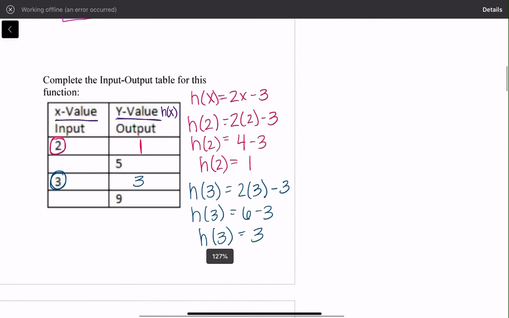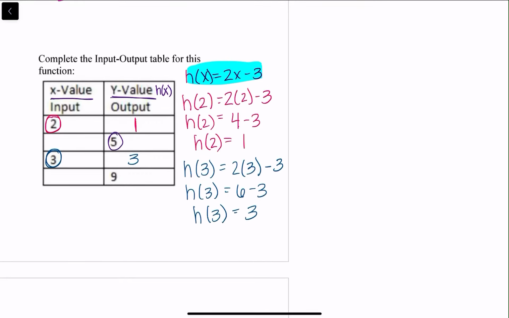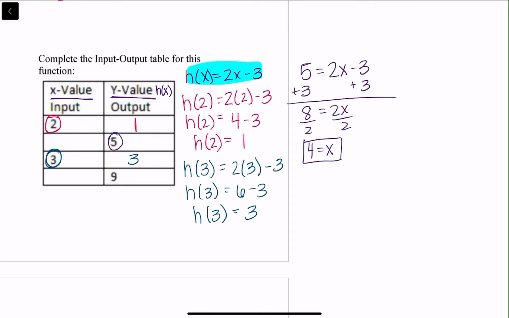I'm going to scroll over, but I still have my equation written right here. So my next part, I'm going to do the outputs. So we know that outputs are h of x, and I'm going to replace my h of x in this case with 5. So I'm going to do 5 equals 2x minus 3. I'll add 3 to both sides to get 8 equals 2x, then divide by 2 to get 4 equals x. So my input value when my output is 5 is 4.